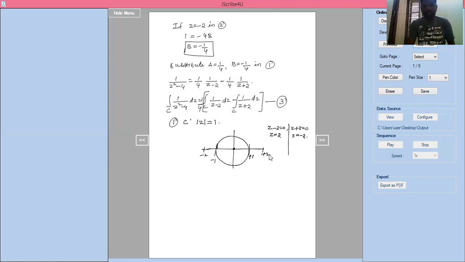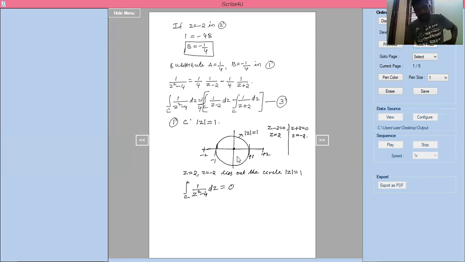if the points z equal to 2 and z equal to minus 2 lie outside the circle, they are not lying inside the circle. What is the circle? This is the circle of modulus of z equal to 1. So now I can write the integration over C of 1 divided by z square minus 4 into dz equal to 0.